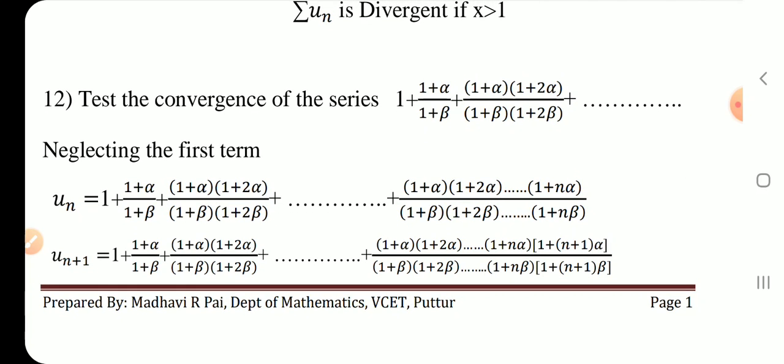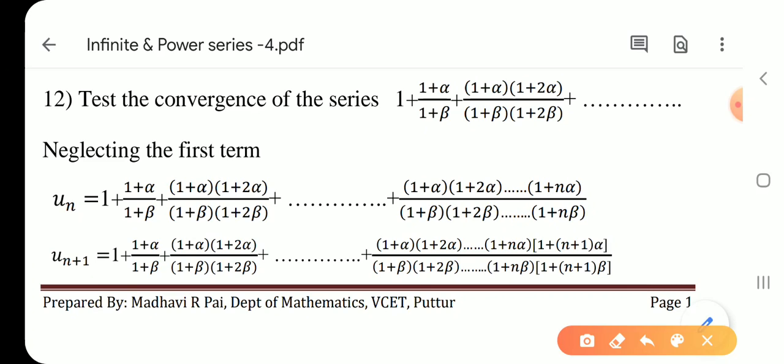A similar problem, the 12th one. If you see this, I'll neglect the first term. 1 plus alpha by 1 plus beta, 1 plus alpha into 1 plus 2 alpha by 1 plus 2 beta. So next would be 1 plus alpha, 1 plus 2 alpha, 1 plus 3 alpha. So it goes on. The final term would be 1 plus alpha, 1 plus 2 alpha, 1 plus 3 alpha, 1 plus 4 alpha, and last it would be 1 plus n alpha. Similarly in the denominator, 1 plus beta, 1 plus 2 beta, 1 plus 3 beta. The last term would be 1 plus n plus 1 beta.